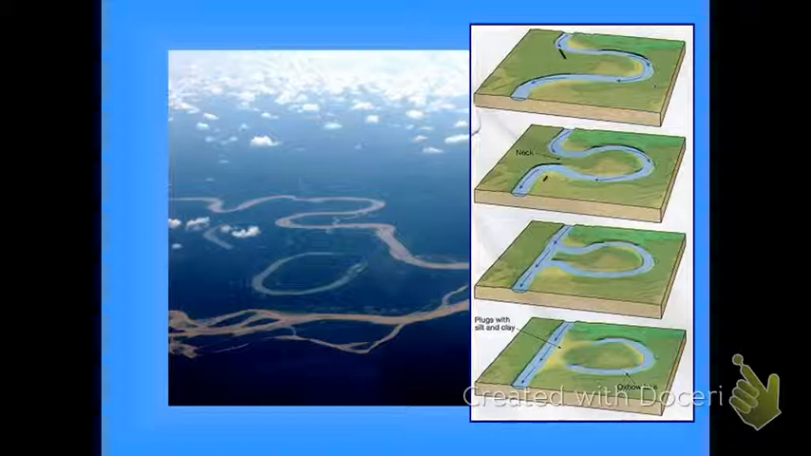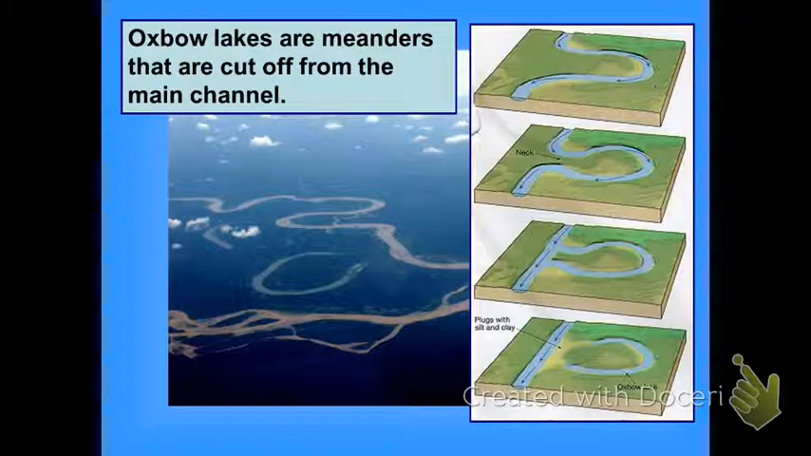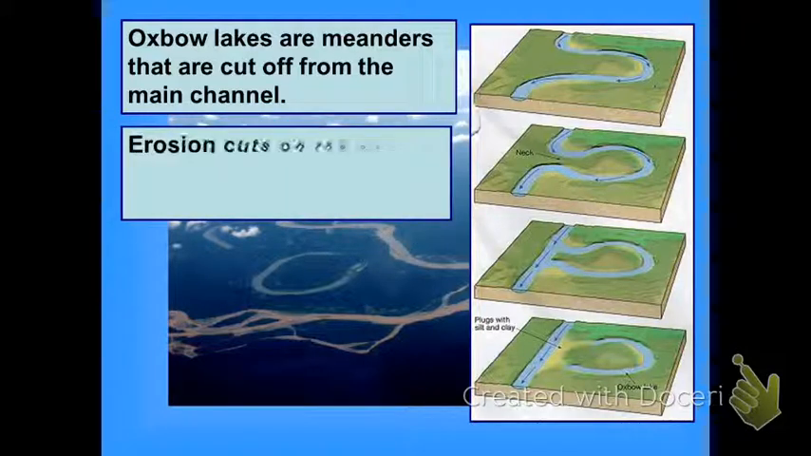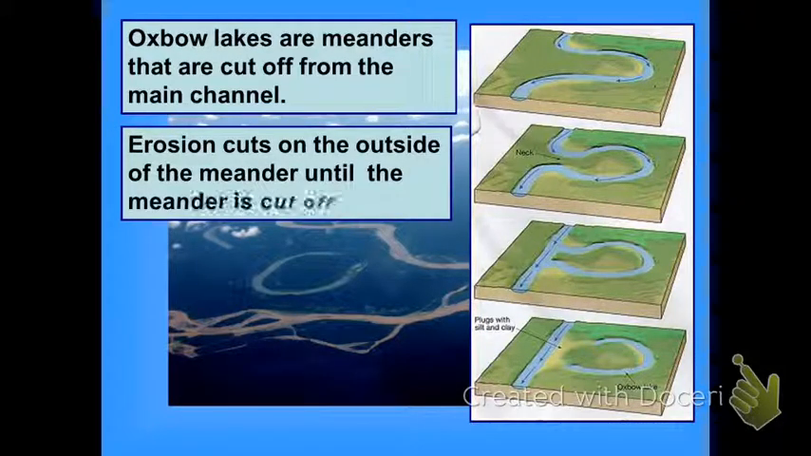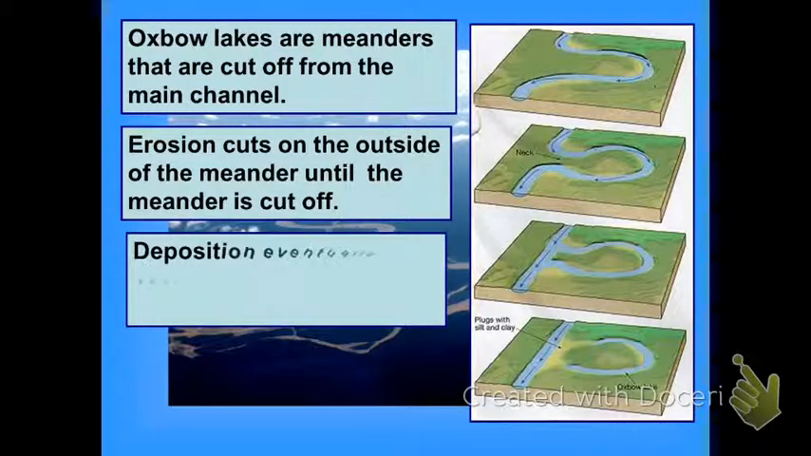So the final thing that we have at the bottom here is the oxbow lake. The river is going to run straight through, and that oxbow lake is not going to have that fresh water being added to it all the time anymore. So it's a meander that was cut off. So it's erosion that made it cut off, and deposition that dammed it up.